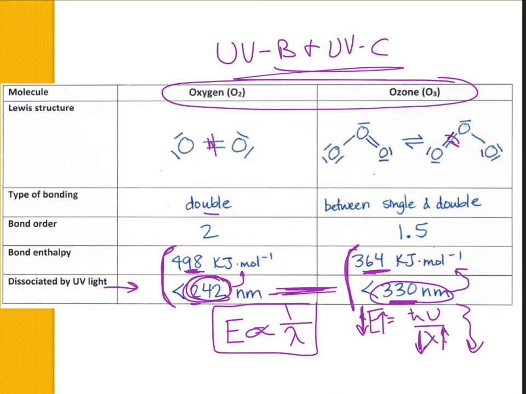So what we're going to look at next are the reactions in an equilibrium that exists that establishes this ozone layer where the bonds can be continually broken and reformed, always using up this light.